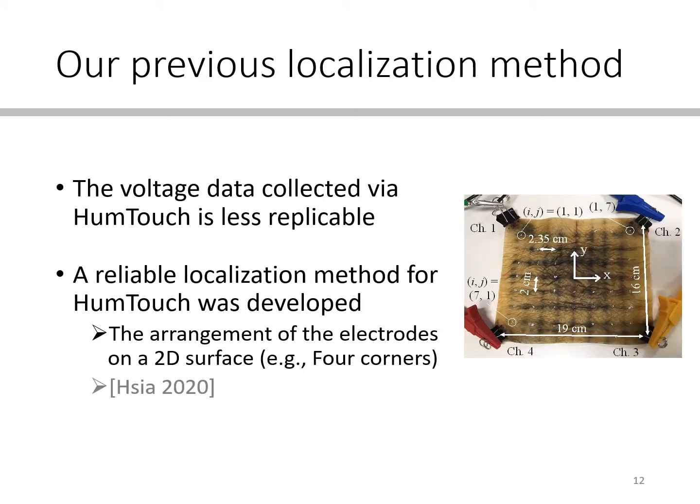Since the voltage data collected by HumTouch is less replicable, we developed a reliable localization method for HumTouch. The method is based on an organized arrangement of the electrodes on a 2D surface. You can see in the picture, 4 electrodes were placed on the corners, forming a 2D coordinate system.